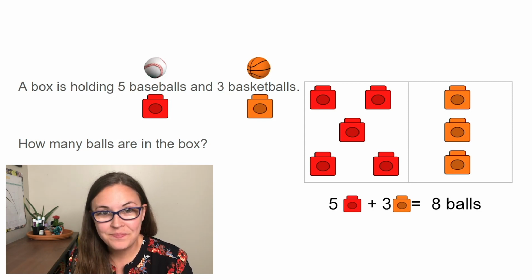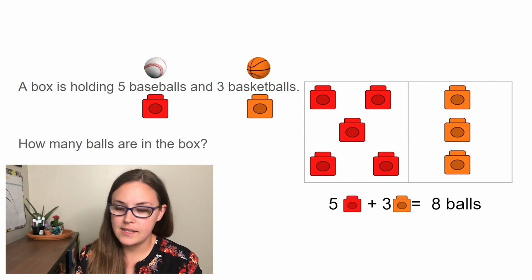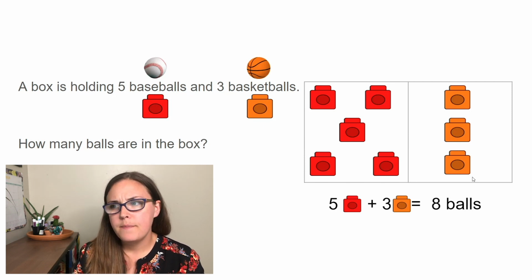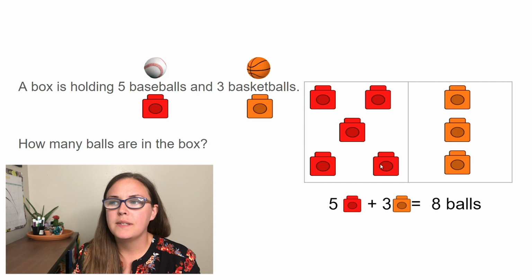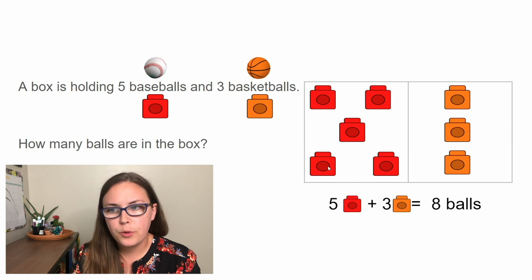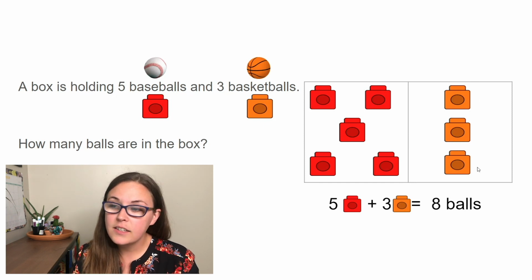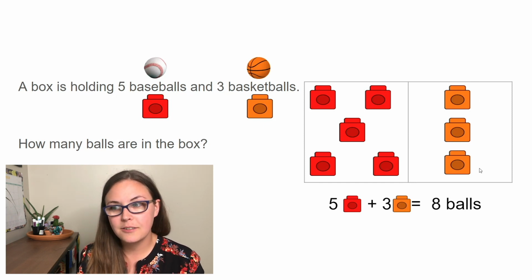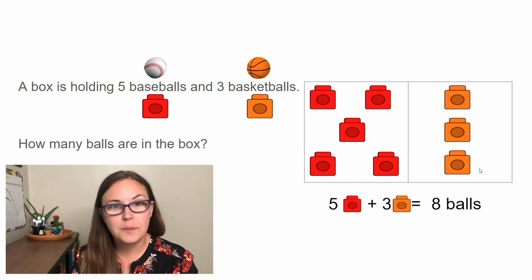Great job. Now you might be thinking, Miss B, my part whole map is backwards. I put the 3 basketballs on the left and the 5 baseballs on the right. That's okay. As long as your model matches your addition sentence, that's what matters most.